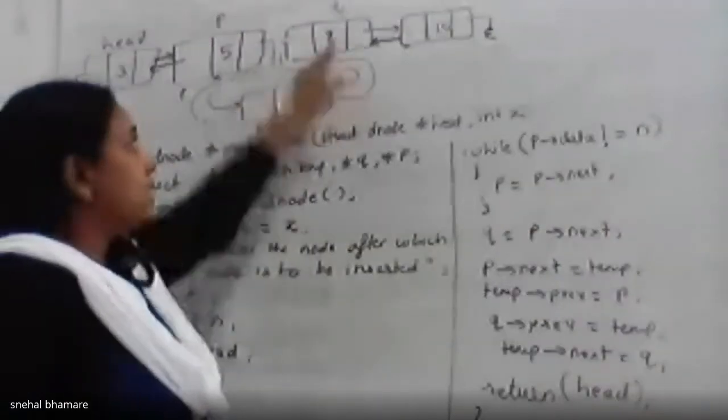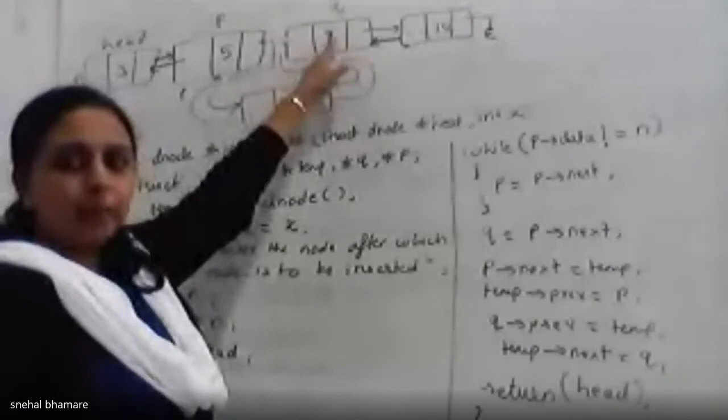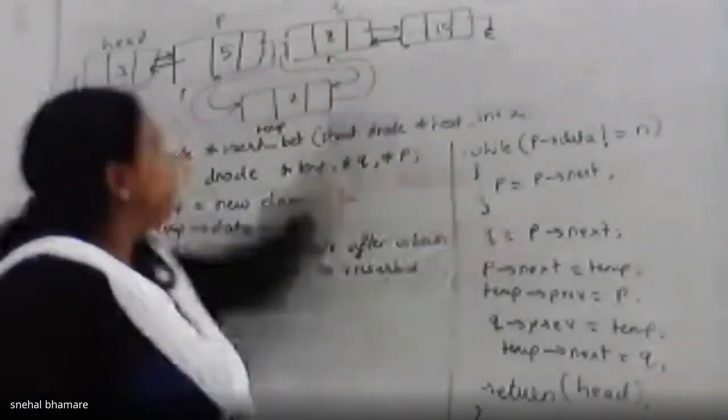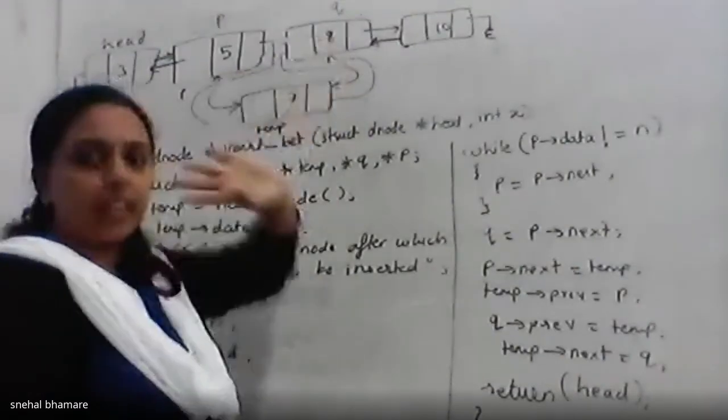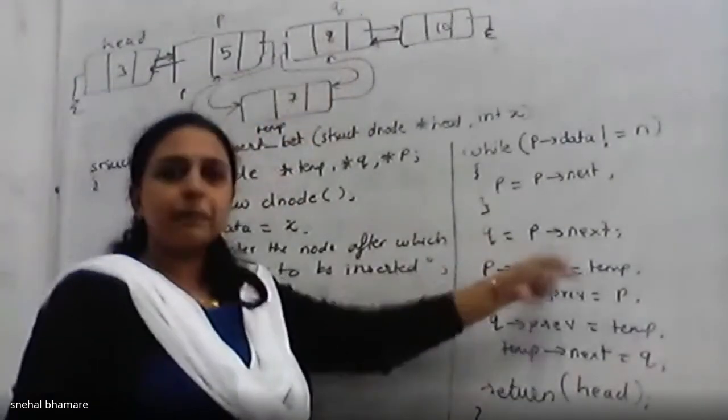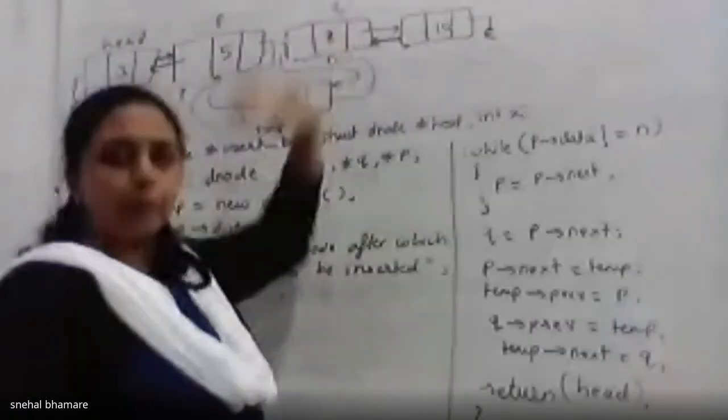Now I have to assign the next node the name Q. It is very simple because we know the P location. Only its next node should be referred by Q. So Q is equals to P next. Q will automatically point to the next node of P.